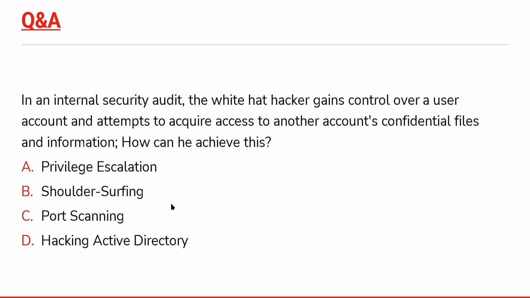The question is saying that in an internal security audit, the white hat hacker gains control over a user account and attempts to acquire access to another account's confidential files and information. How can he achieve this? Option A, privilege escalation. Privilege escalation means we will be trying to acquire the rights of an admin, right? We will be moving from one account to another account, right?